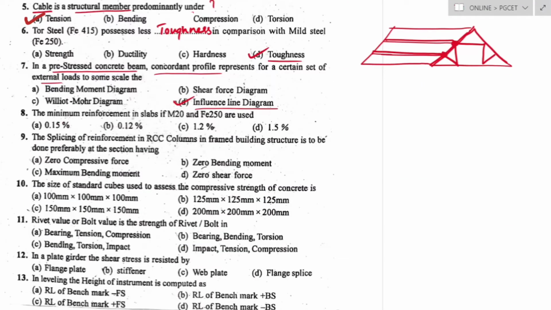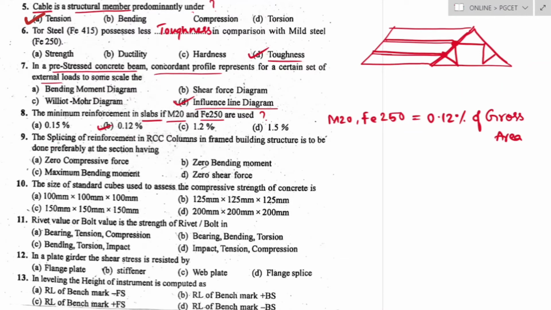Question number 8. The minimum reinforcement in slabs if M20 and Fe250 are used. As per IS 456-2000 codal provisions, the minimum reinforcement for M20 grade concrete and Fe250 grade of steel will be 0.12% of gross area. Option B is the right answer.